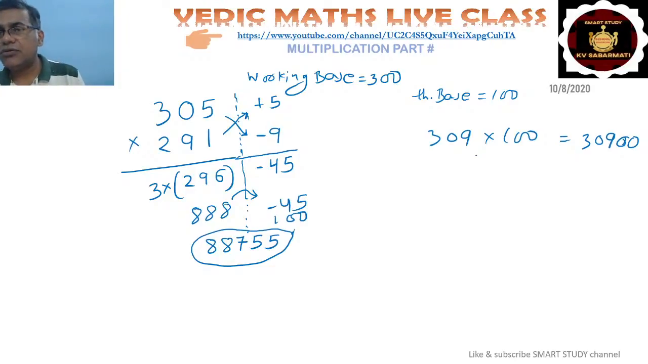So now we will end the class, and tomorrow we'll continue. Tomorrow we'll learn how to multiply a 3-digit number with a 2-digit number. And if we have numbers which are nearer to 50, 100, 200 or 250, that thing tomorrow will continue. I hope whatever I taught today, you understood it. If you have any doubt, you can see the video again.